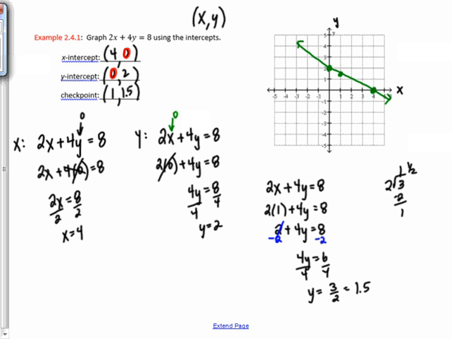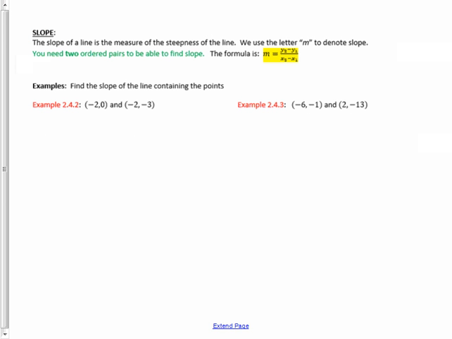Now a much better way is to graph using the slope and the y-intercept. So let's talk about slope. Slope is a measure of the steepness of the line. You need 2 ordered pairs to find slope, and then there's your formula.